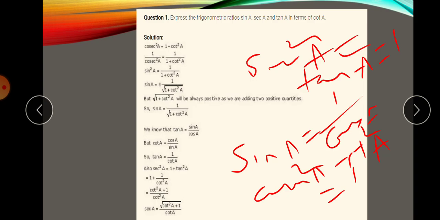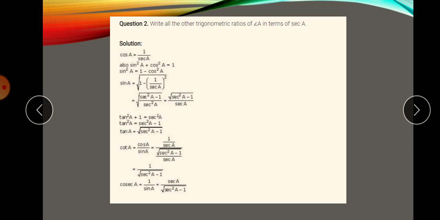You should know the link between reciprocals and the identities. Then it will be easy to find this. Because we are going to convert sine into cot, the reciprocal of sine is cosecant. We know the identity cosecant square equals 1 plus cot square. Based on this, it is very easy to convert trigonometric ratios. Now let me see the second sum.